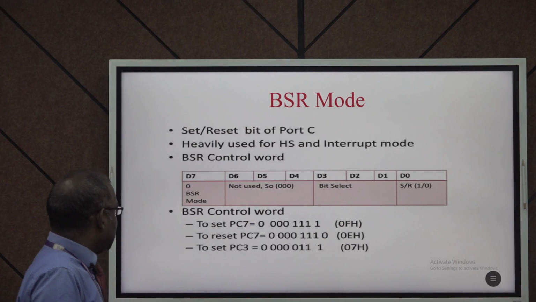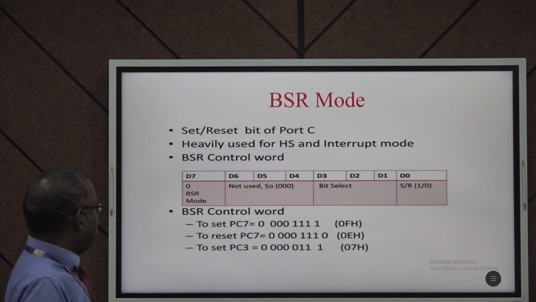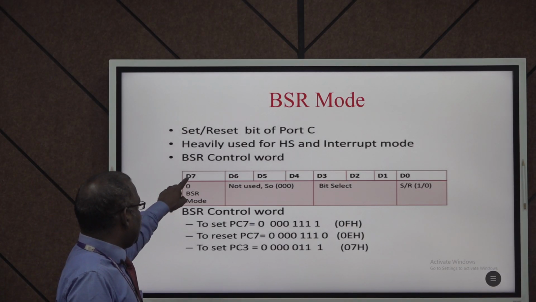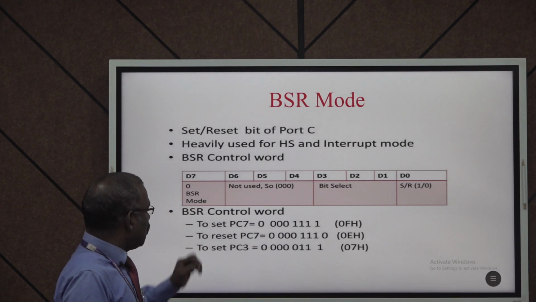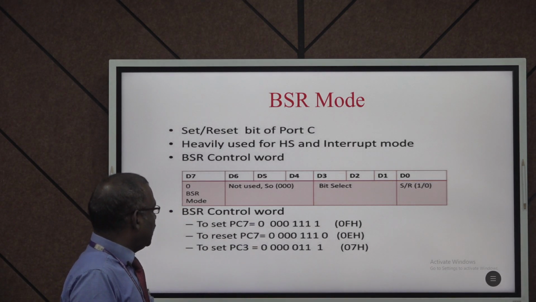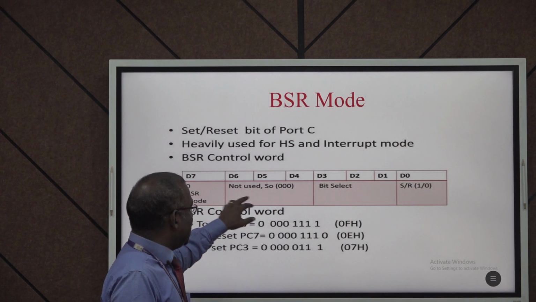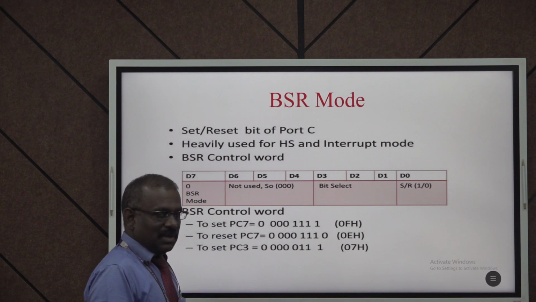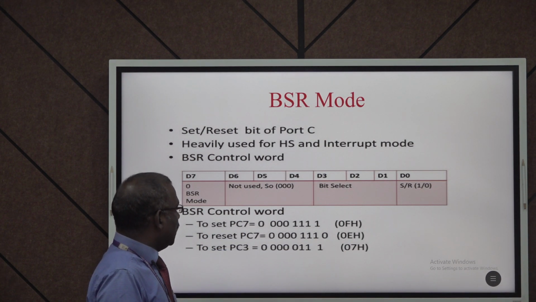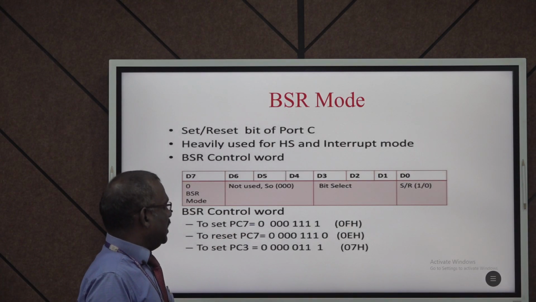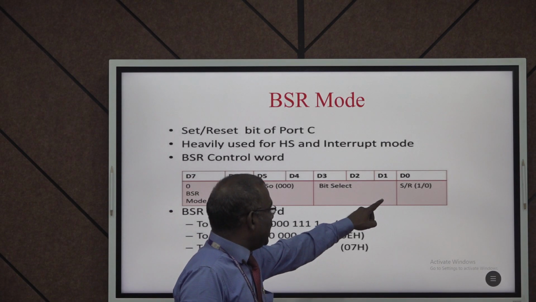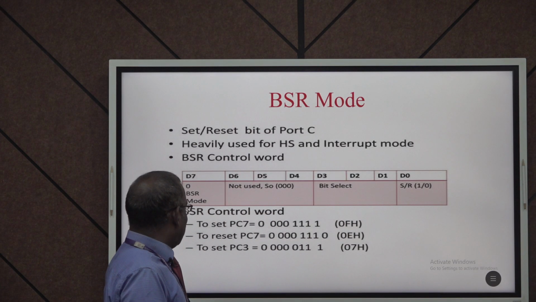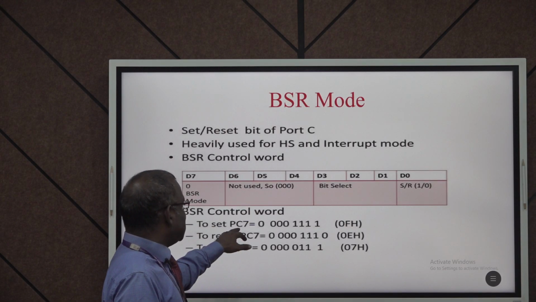For example, to set PC7, we have to put 0 in the D7 bit, then only bit set or reset mode will be selected. After that we are not using the 3 bits D4, D5, D6, so here I am putting 0, 0, 0. You can put 1, 1, 1 also. To select the PC7 pin, I am going to put 1 in D1, 1 in D2 and 1 in D3. So these 3 bits will come. After that, here my aim is to set the PC7 pin.